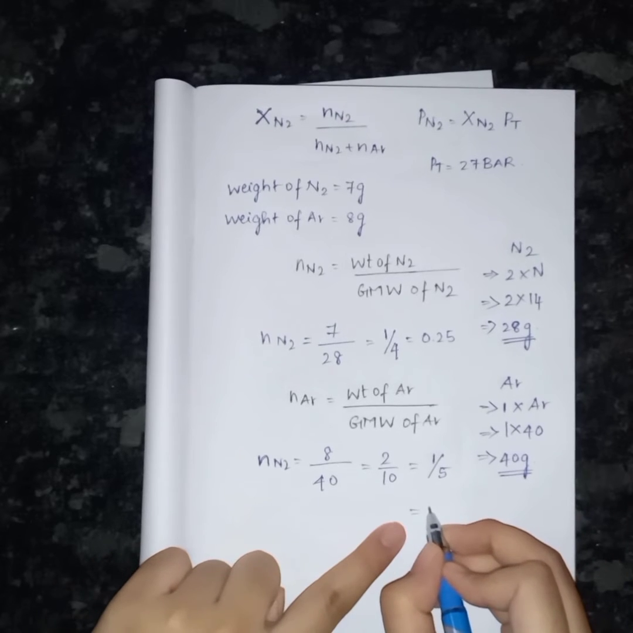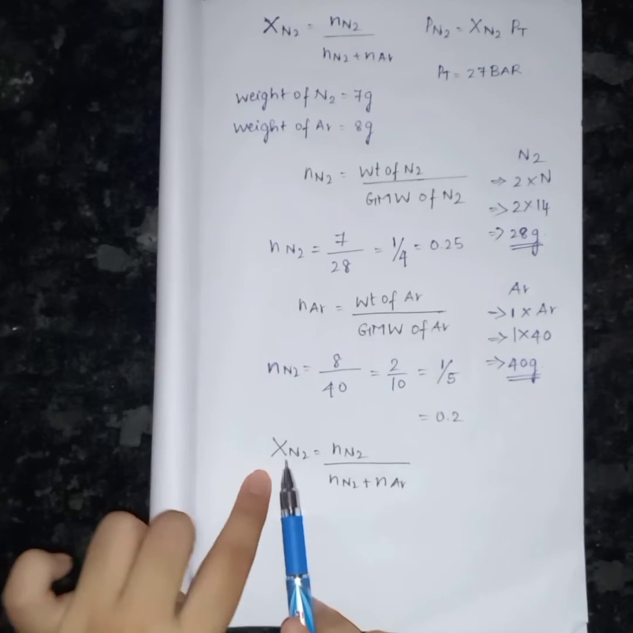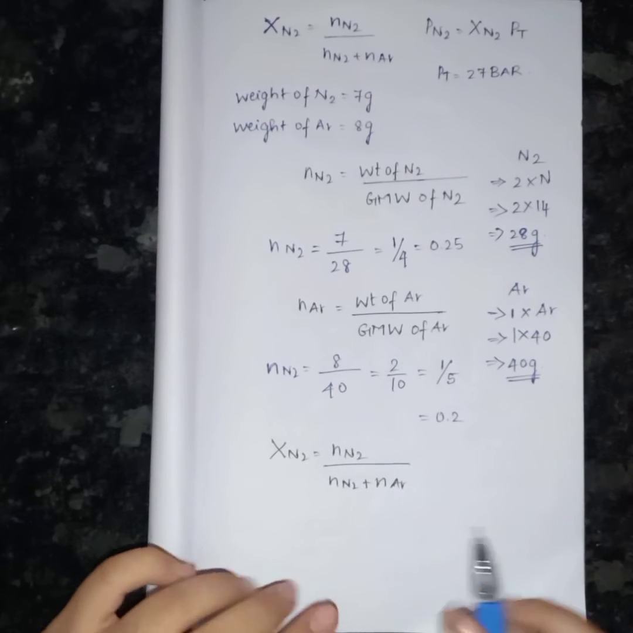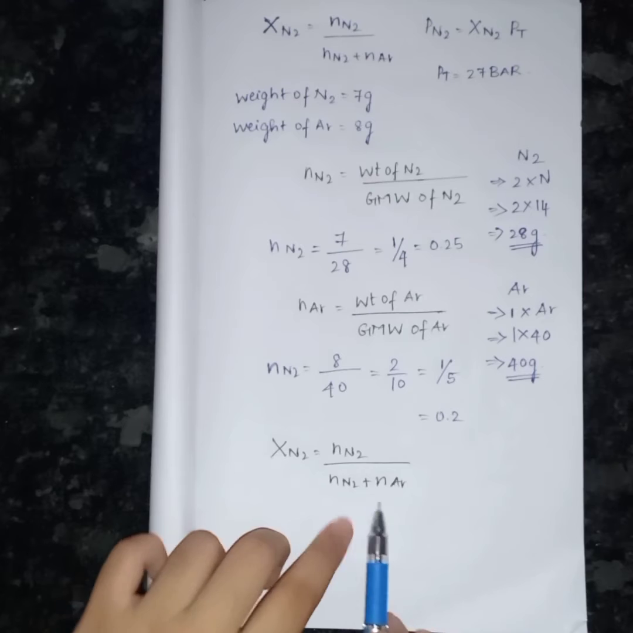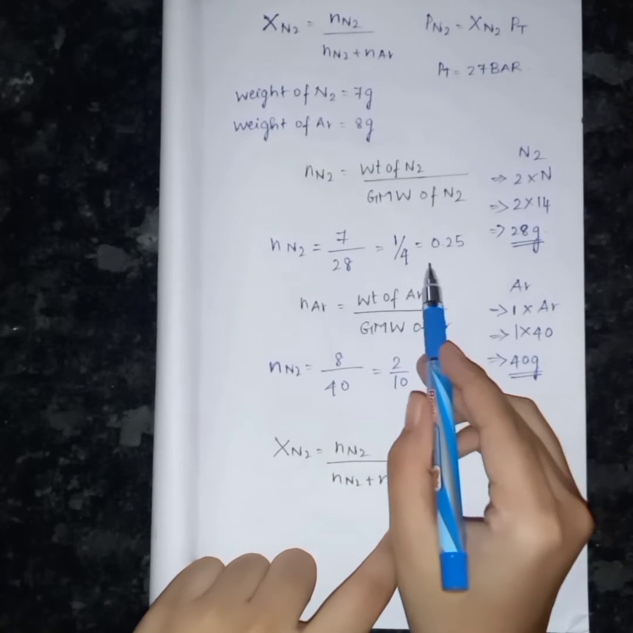Let us calculate the mole fraction of N2. Mole fraction of N2 is equal to number of moles of N2 divided by number of moles of N2 plus number of moles of argon. Number of moles of N2 is equal to 0.25.